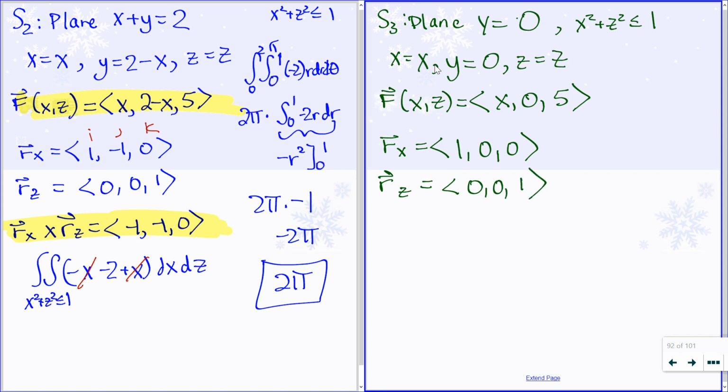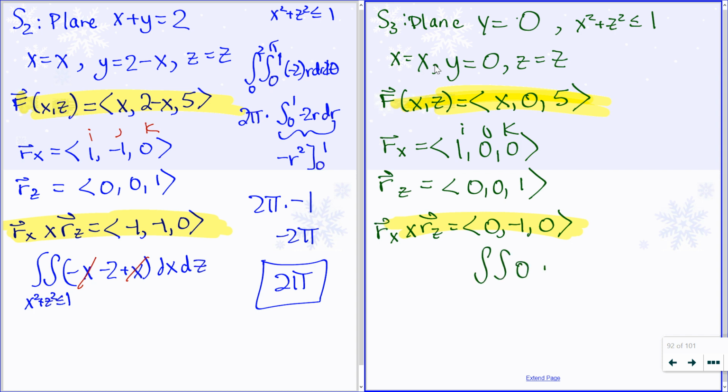So when we do the cross product, ijk, we're going to get 0, negative 1, 0. Now, when we dot these in order to get our integrand, we get 0. So the double integral of 0 dx dz is 0. Doesn't matter the bounds.